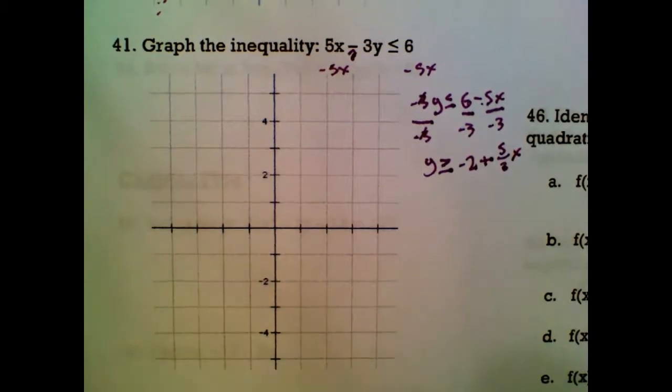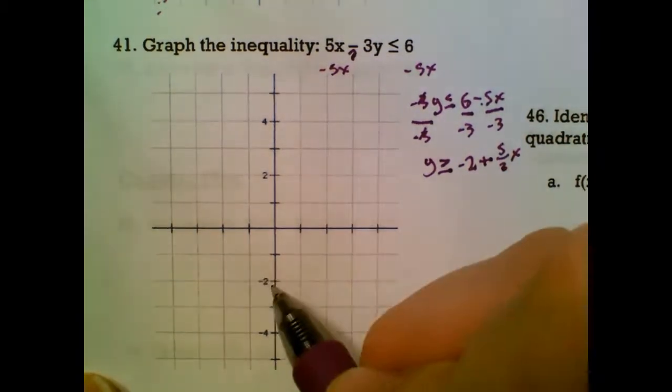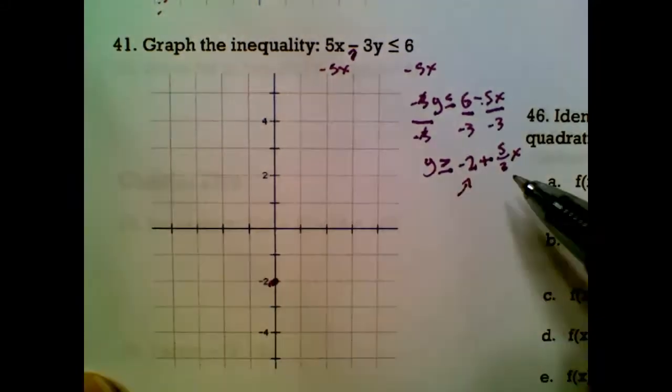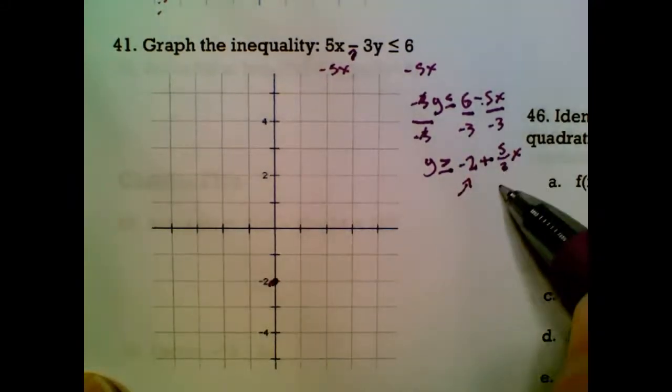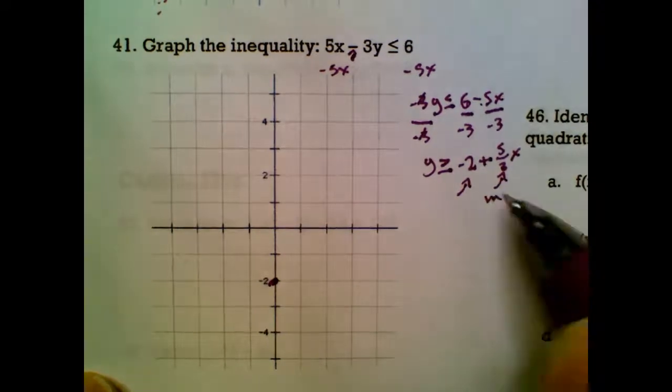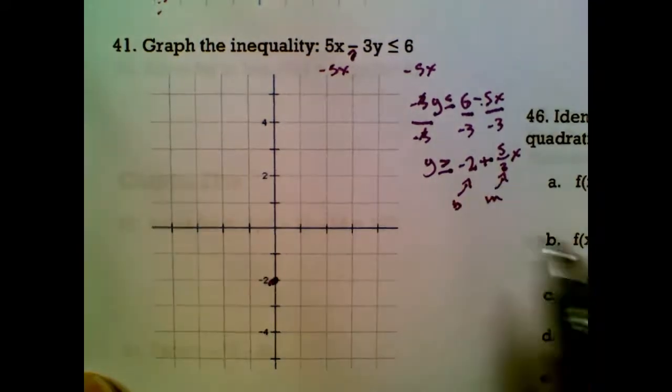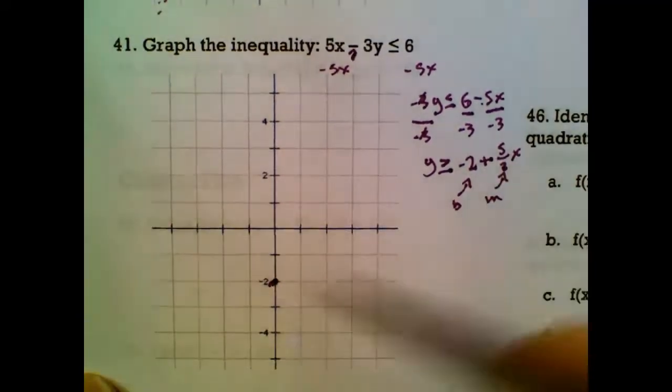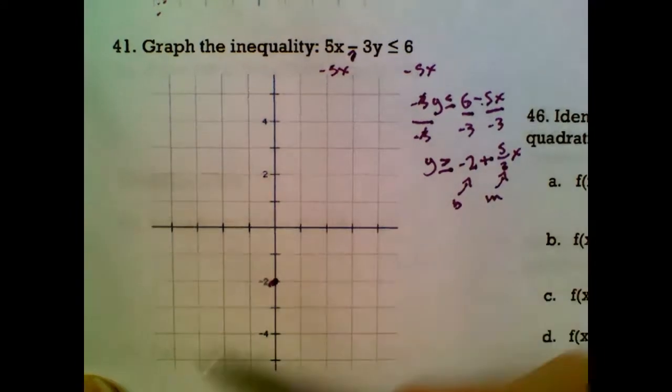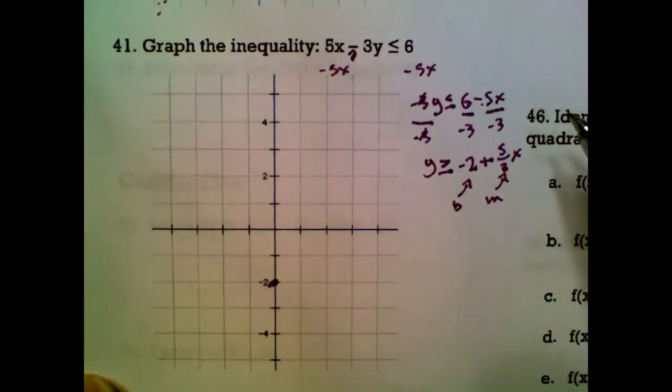Okay. So now we need to graph this one. We'll start at negative 2. That's our starting point right there. And we have a slope of 5/3. That's our rise over run. This is our m. That's our b. So we'll go up 5. And because it's positive, we know it's going like this. It's a positive slope. So we'll go up 5.